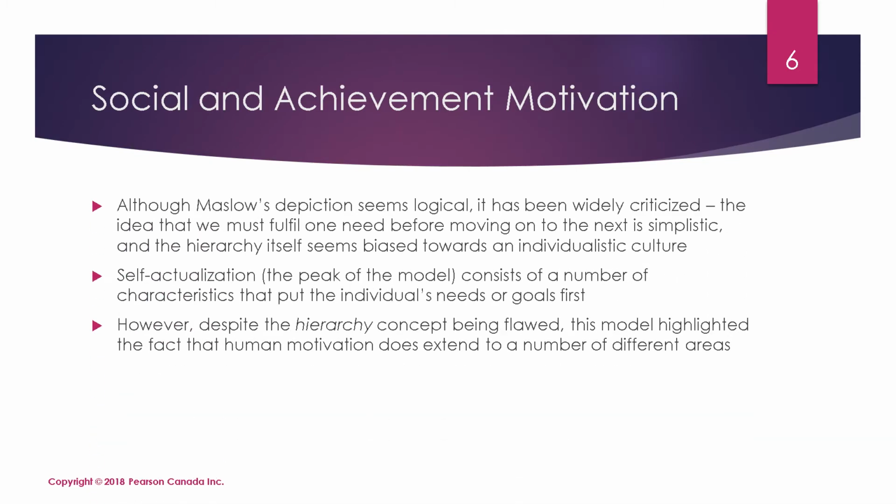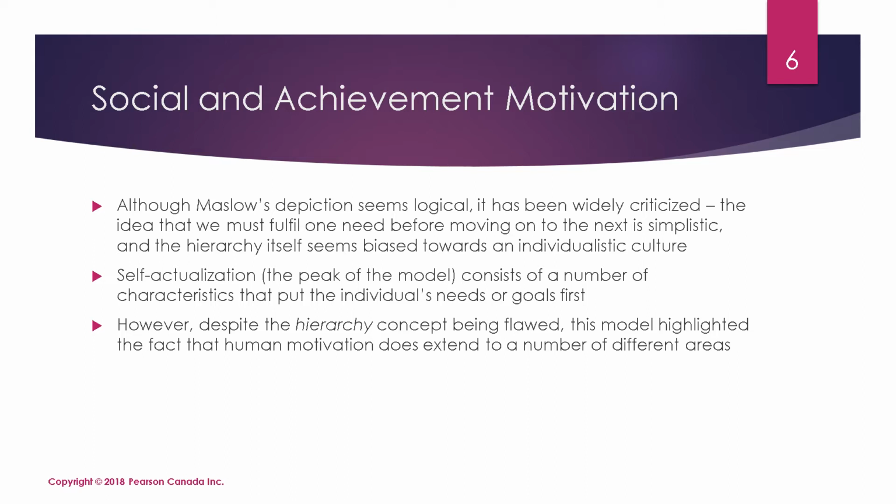So although Maslow's depiction does seem logical in a lot of ways, it has also been widely criticized. The idea that we must fulfill one's needs before moving on to the next is simplistic, and the hierarchy itself seems biased towards an individualistic culture, so one that focuses much more on individual achievement rather than the collective good. Self-actualization, which, as we mentioned, Maslow described as the peak of his model, consists of a number of characteristics that put the individual's needs or goals first, which again wouldn't be very in line with a more collectivist culture.